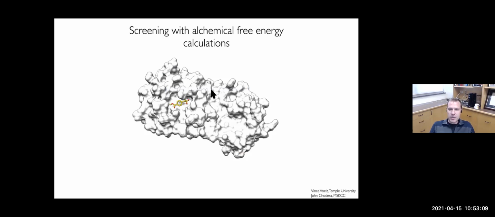The upshot is that when people do this sort of thing and publish on it, they're often running pretty short simulations for something on the order of a dozen compounds, and looking at how well these methods perform. But John and Vince now have these methods deployed on Folding@home and have been screening tens and hundreds of thousands of compounds in parallel, right?